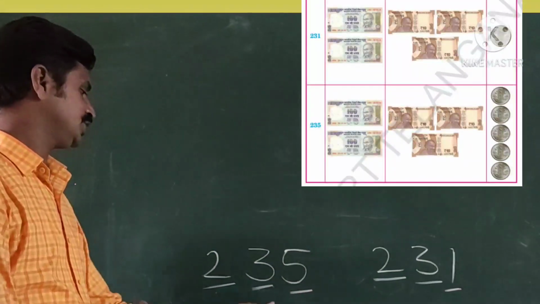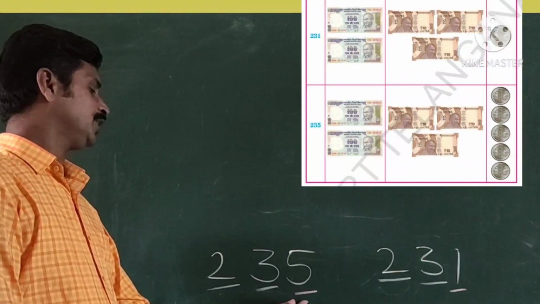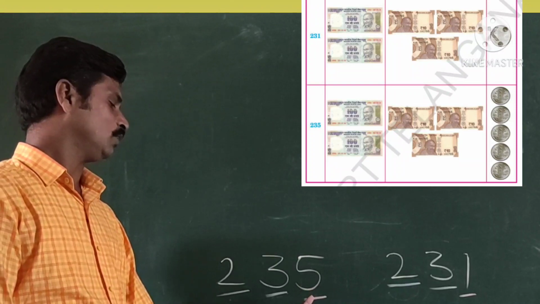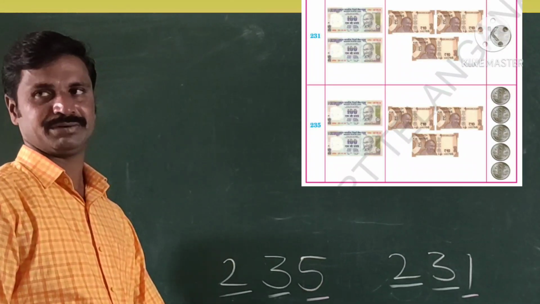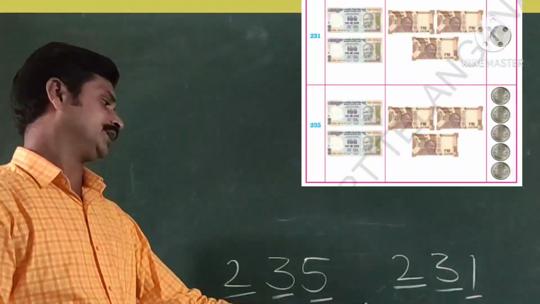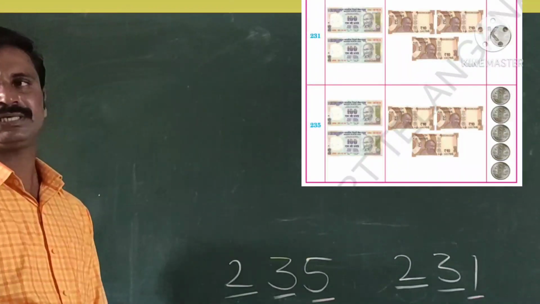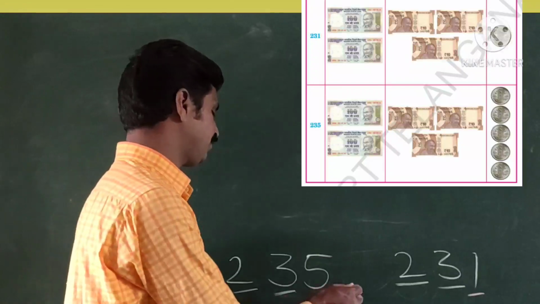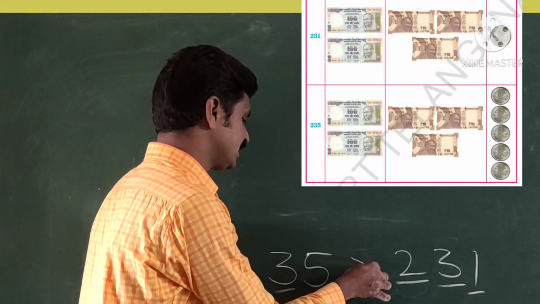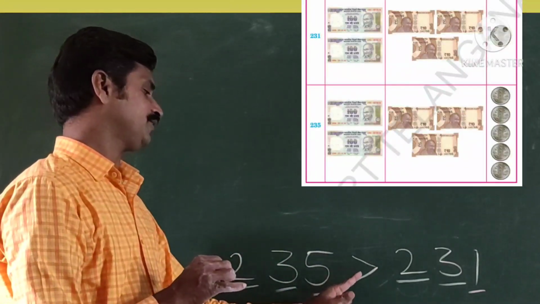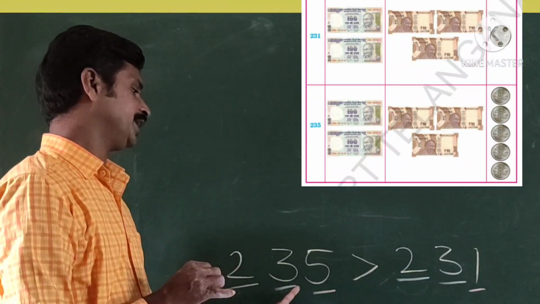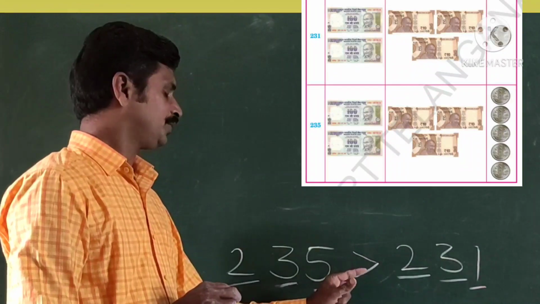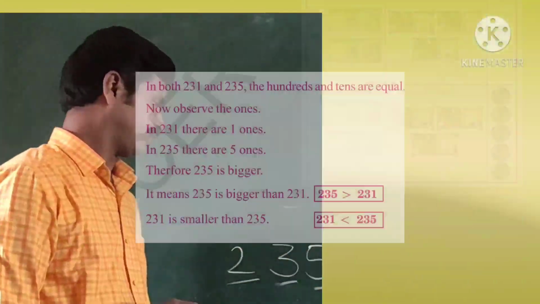Now here 4 ones are more than here. So this is the biggest number. 235 is greater than 231. Okay?